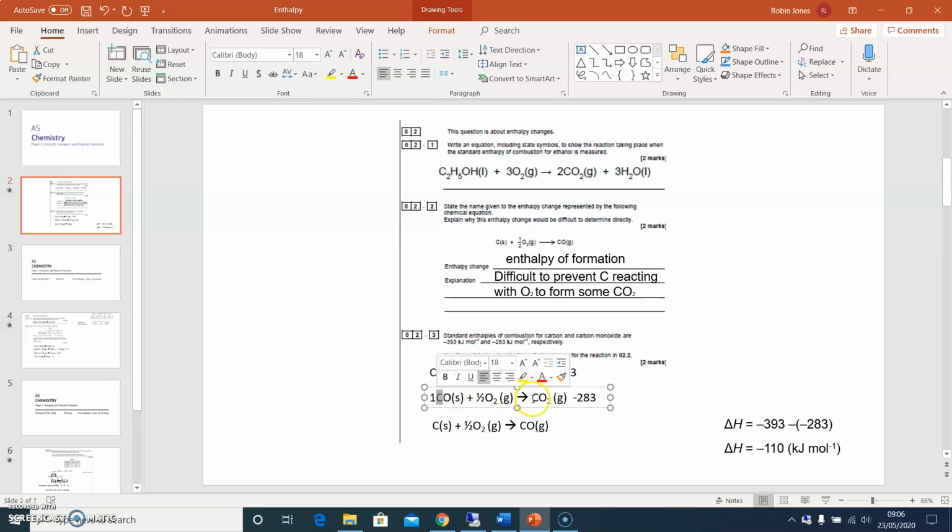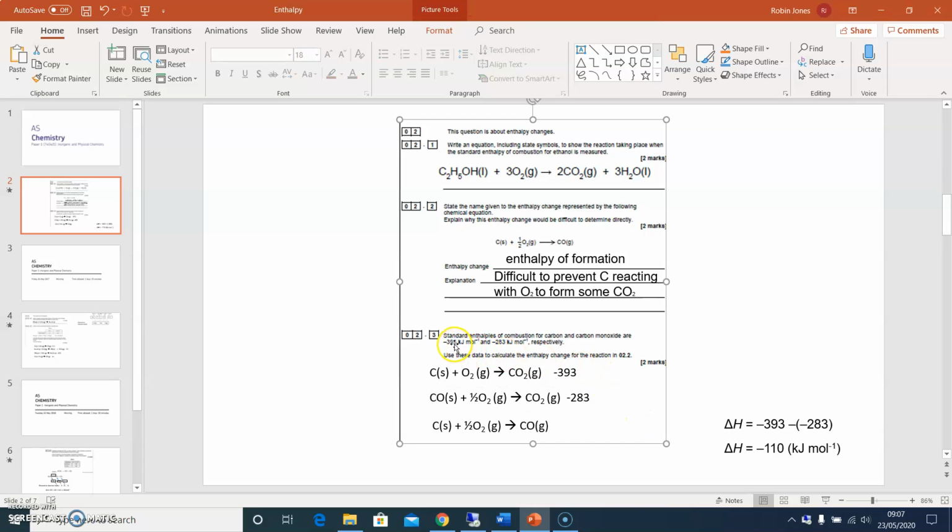1C, 1C, 2 O's, there's 1 there, so I want this to be 1O. Half times 2 is 1, half an O2. So now I've got the standard enthalpy of combustion of carbon monoxide.